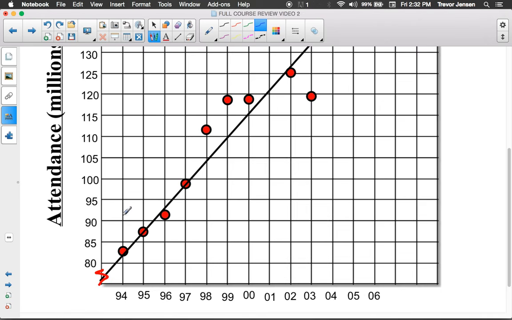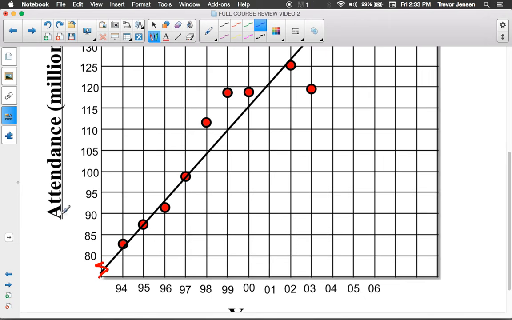The ones that don't go through, evenly distributed above and below, and you'll have a good trend line. The trend line does not have to start at the origin. It can start anywhere along the y-axis, anywhere along the x-axis, just as long as it follows the general trend in the data.